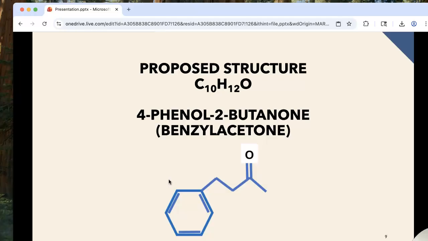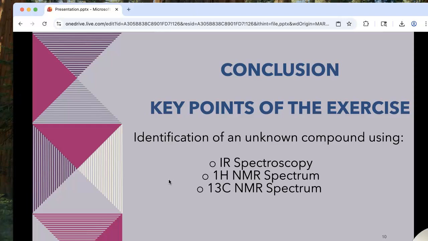I hope you enjoyed the presentation and that it made sense enough for you. The key points of this exercise, in my opinion, were identifying unknown compounds using the IR spectroscopy, 1H NMR spectrum, and the 13C NMR spectrum, putting all of those together, using key points from each graph and seeing which ones contributed to very similar ideas and bonds, and pulling those similarities out and then creating a structure from that. I appreciate your time today, and thank you so much for listening.